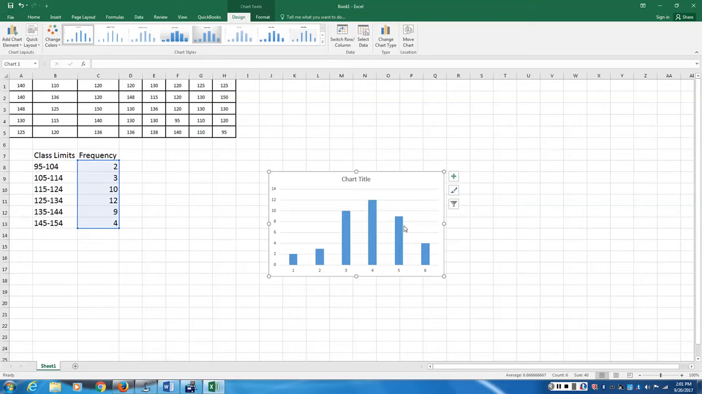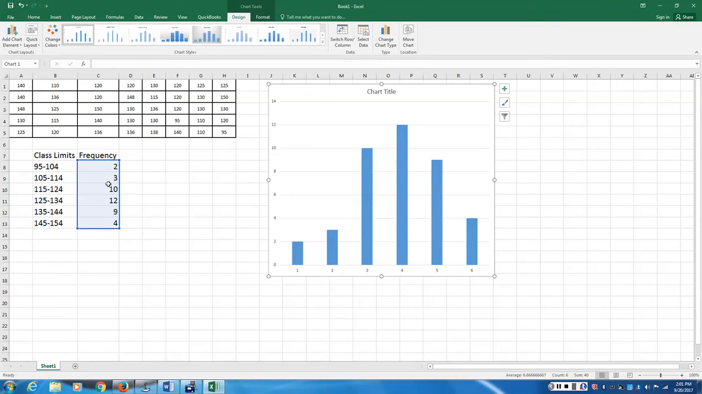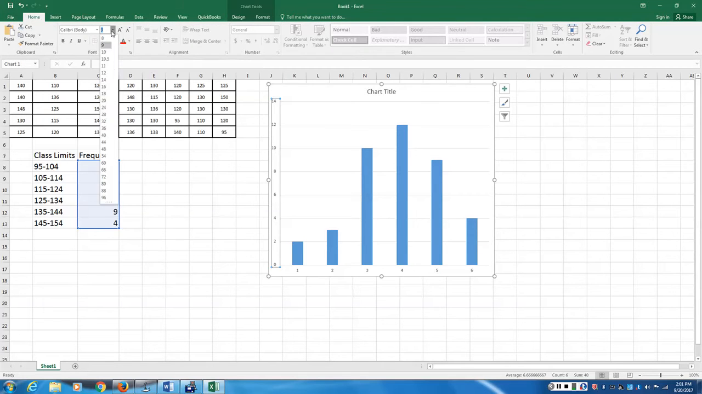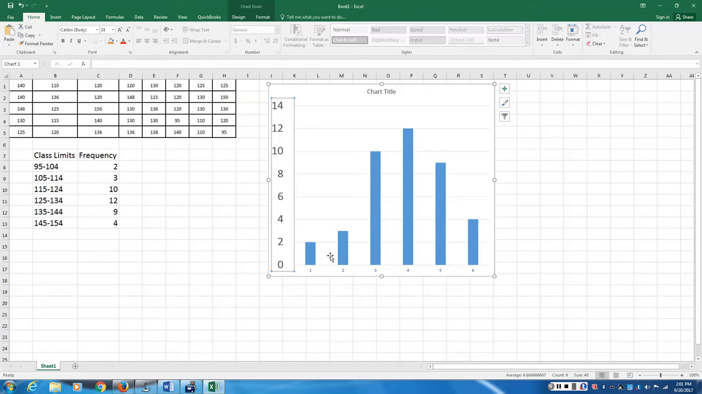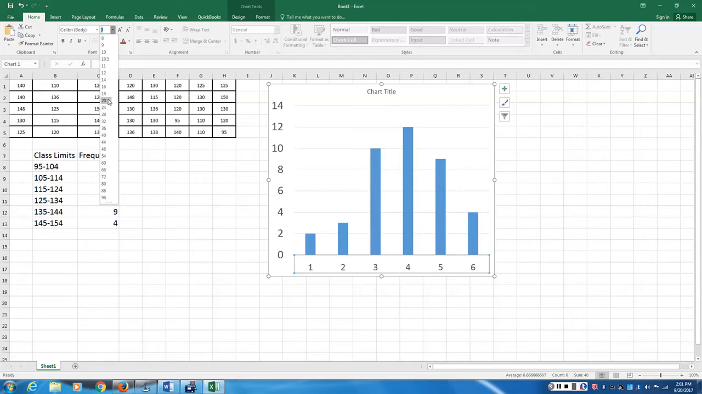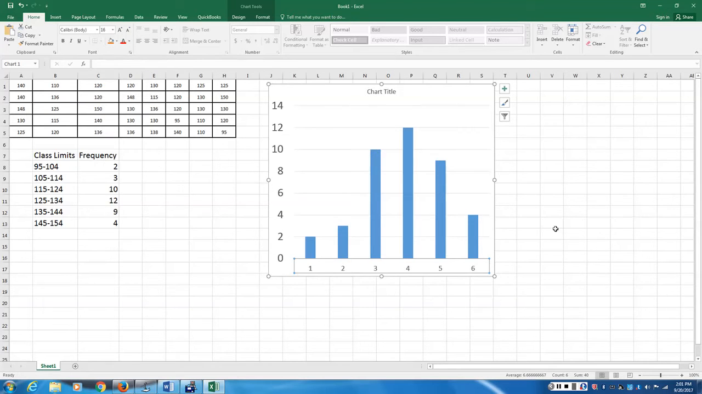But we're going to have to fix it up. For one thing, that bar doesn't represent 1, that doesn't represent 2, that doesn't represent 3. Let me see if I can get my fonts bigger so that you can see them better when I'm talking about them. Actually, I don't want them quite that big.